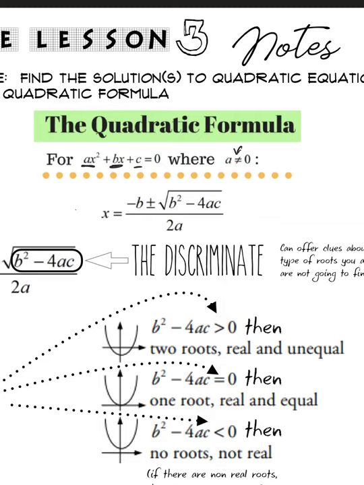Also know that the very first term cannot be 0, because if it was, that would cancel out my x squared and we wouldn't have a quadratic anymore. We would have a linear. So this quadratic formula only works for quadratics.